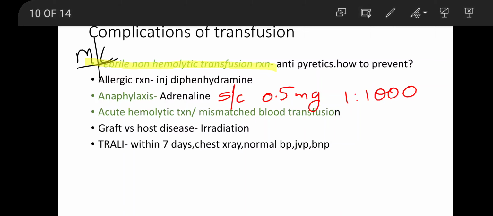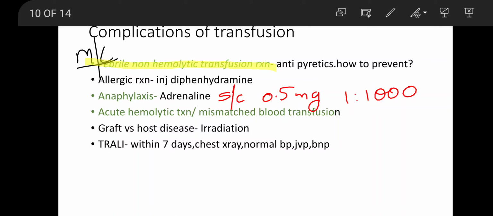So what is the management? You have to stop transfusion. You can check the blood group and cross matching. You can repeat blood grouping, correct the error. You can give furosemide because renal failure may be there, so you can give a diuretic.